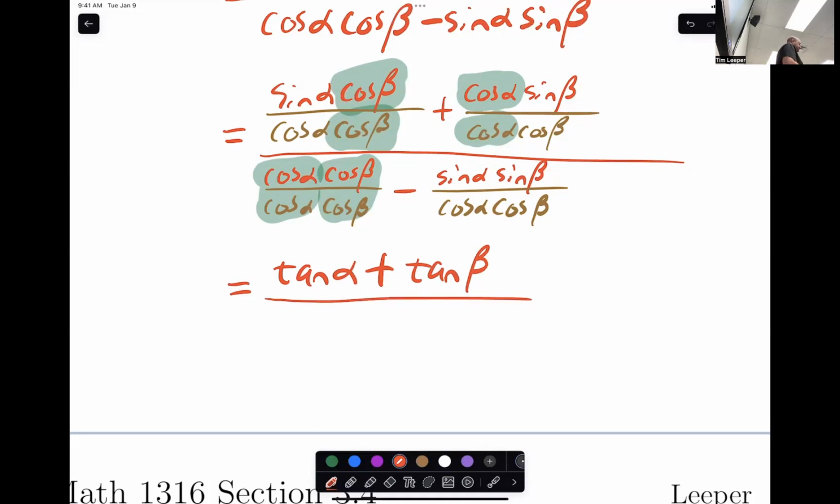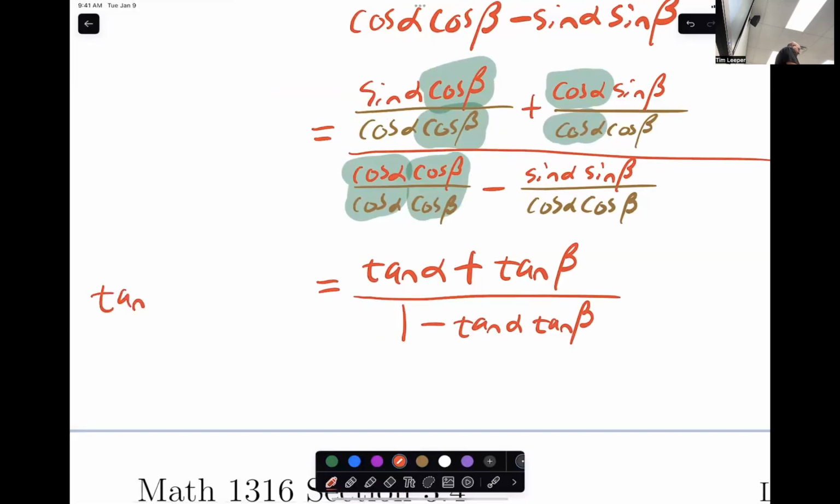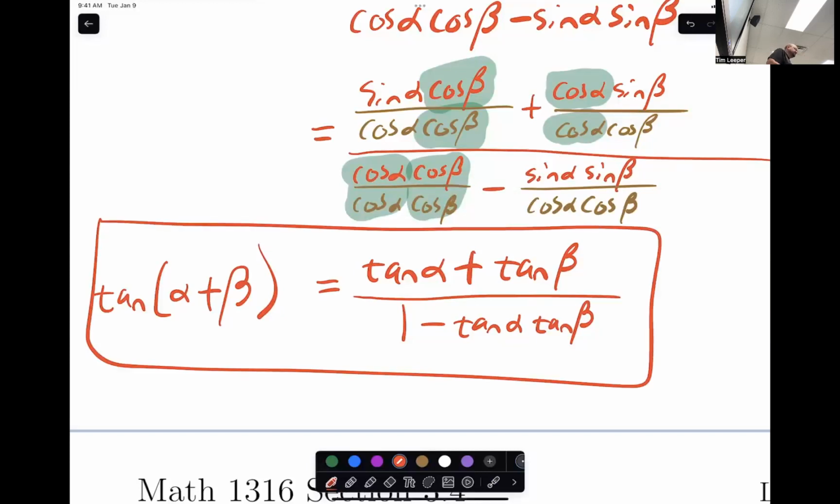What about the denominator? Well, notice that everything canceled in that first term there, so it is just 1. And then minus. Now notice that nothing canceled here, but these are different factors. So what is sine alpha divided by cosine alpha? Tangent alpha. And what is sine beta divided by cosine beta? Tangent beta. And there you go. So tangent of alpha plus beta is equal to tangent alpha plus tangent beta all over 1 minus tangent alpha tangent beta.